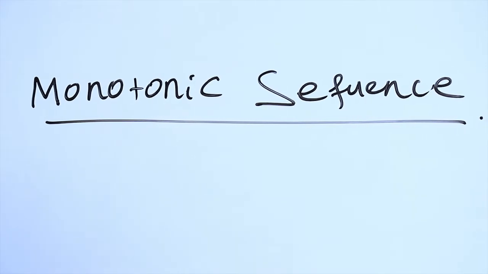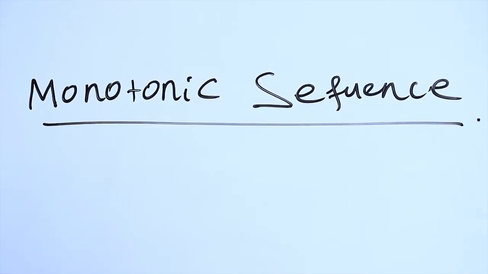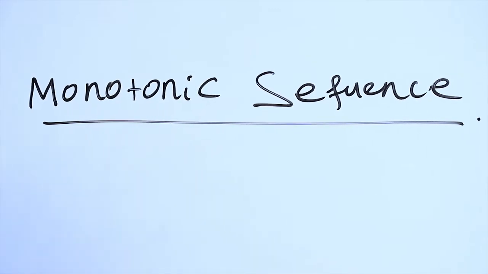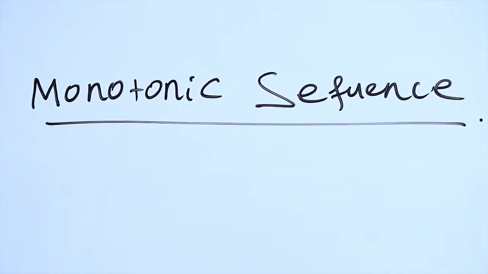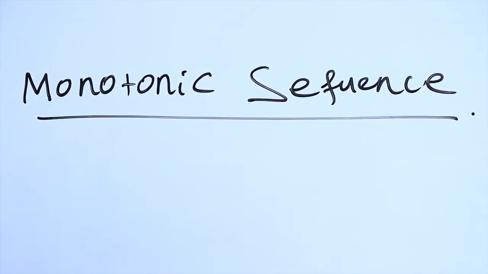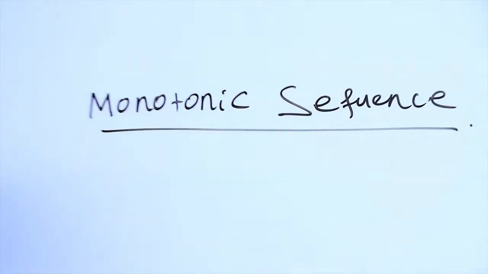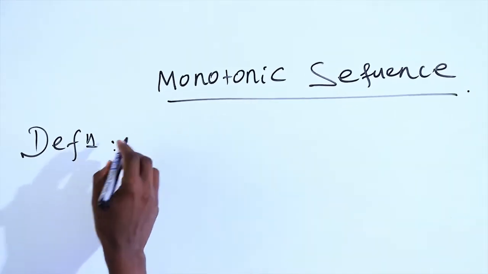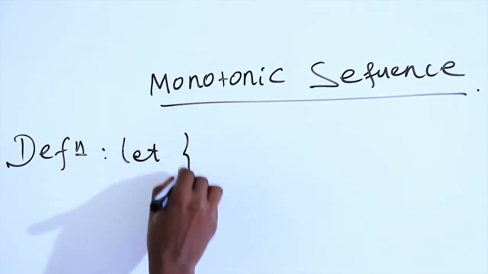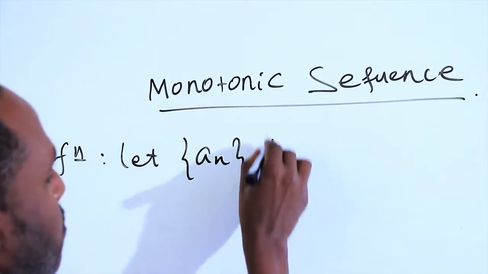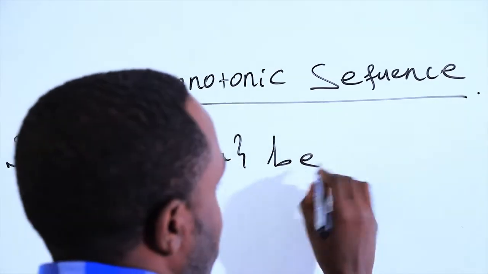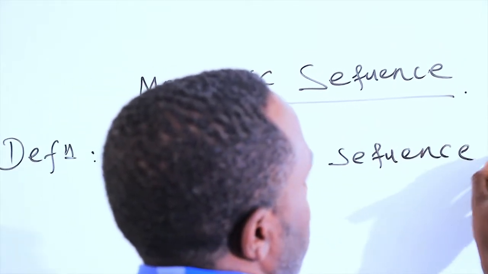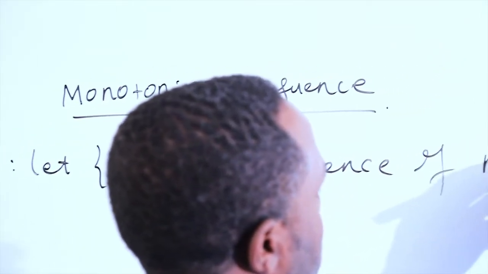So, let's start our today's lesson. Our today's lesson is monotonic sequence. First, we must define what it means, the monotonic sequence. So, the definition says that, let A and B be sequences of numbers.